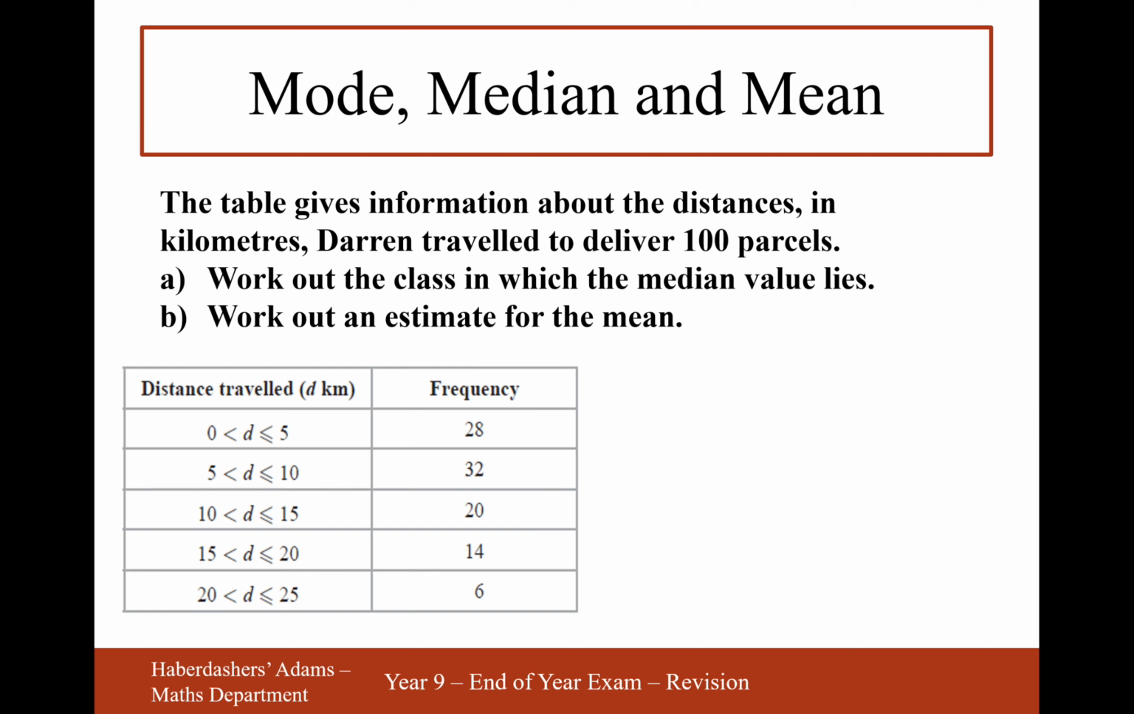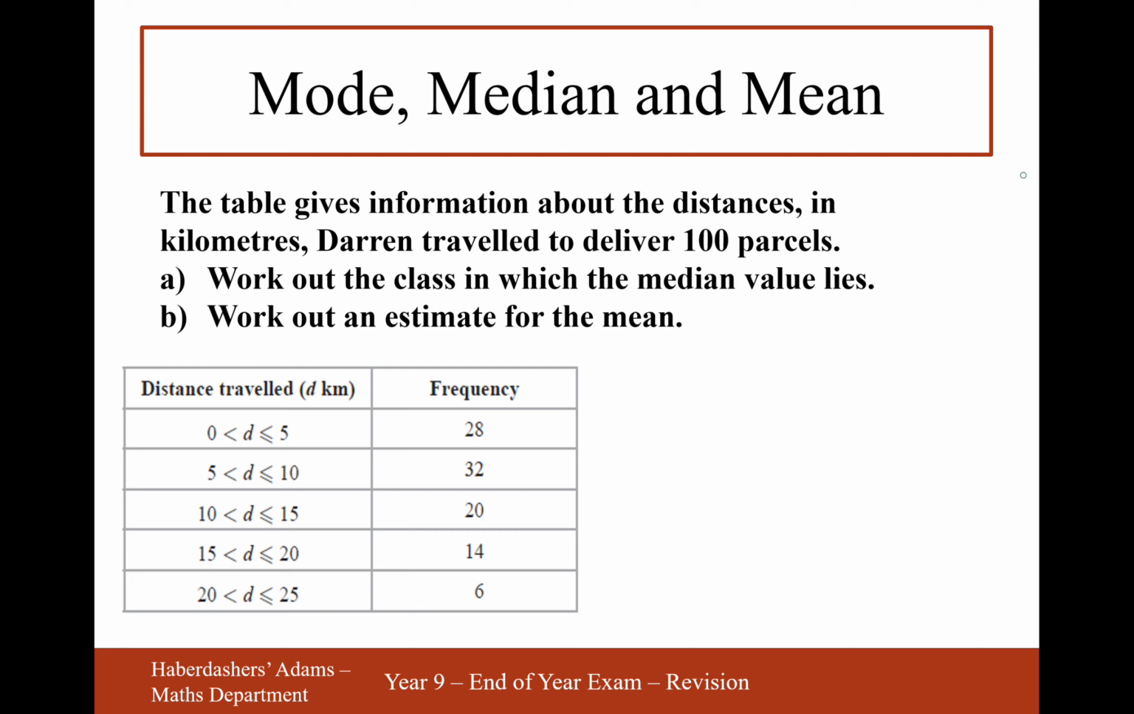Okay, moving on to the final question for this video then. The table gives information about the distances in kilometres Darren travelled to deliver 100 parcels. Work out the class in which the median value lies and work out an estimate for the mean. So let's find out, it's 100, isn't it?